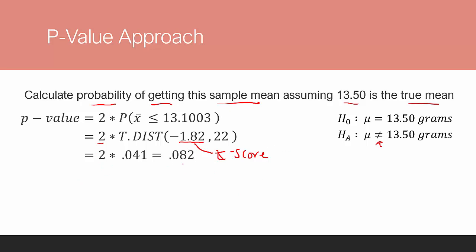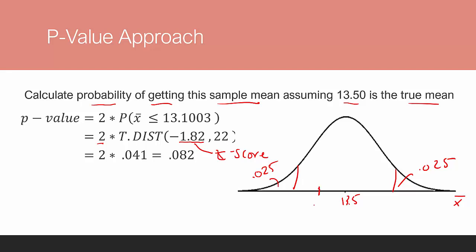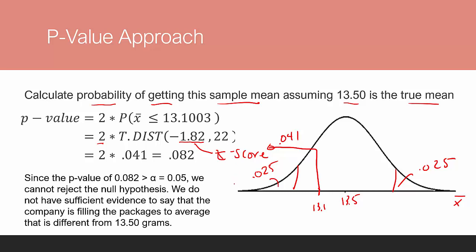The p-value here tells us there's an 8.2% chance that we could get this sample mean or something even further away in either the lower direction or the upper direction if 13.5 is the true mean. This actually means for us that our 13.1 had a 4.1% probability of being less than or equal to that. We multiplied that by 2 and we got 8.2%.